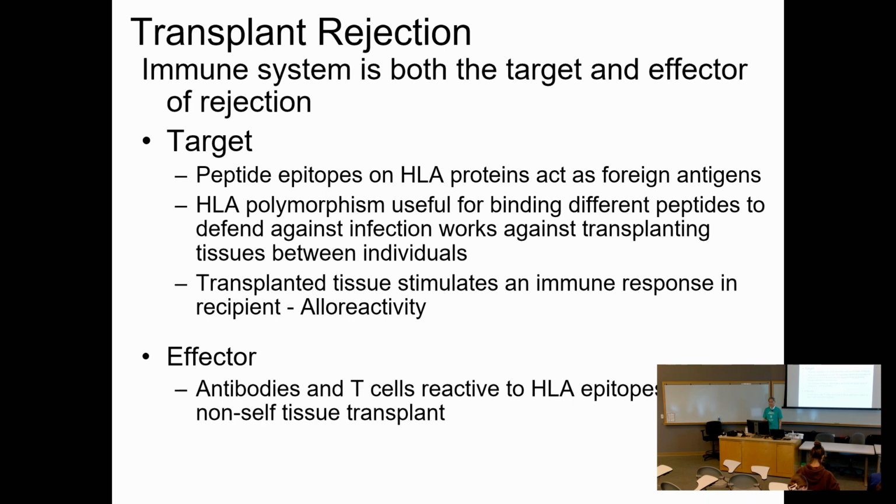So we know that transplant rejection is both the cause of the foreign tissue response and also the effector of that. The peptide epitopes on the HLA proteins act as foreign antigens, and we need the HLA polymorphism to be able to fight off a variety of pathogens. The transplanted tissue that stimulates the immune response is called alloreactivity in the recipient. On the effector side, the antibodies and T cells of the adaptive immune response respond to the HLA epitopes that are being presented to the recipient to reject organs.